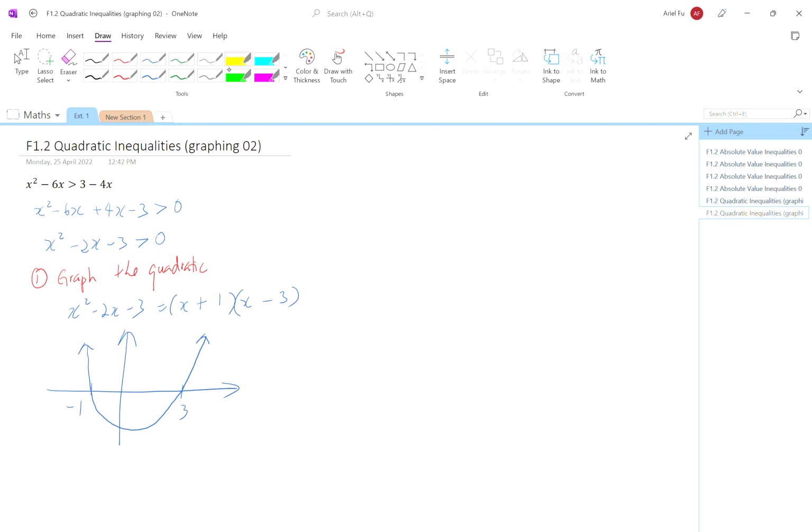Now looking at this part, where I rearranged here into here, I want this quadratic to be greater than 0. So step 2, look at the inequality sign. I want when the quadratic is greater than 0. When it's greater than 0, what this means is I want it when it's above the x-axis.